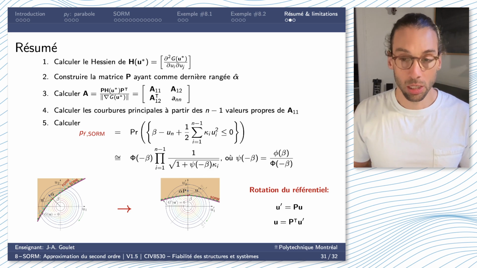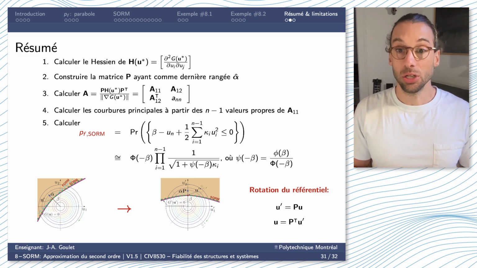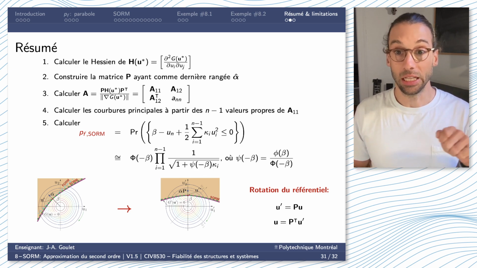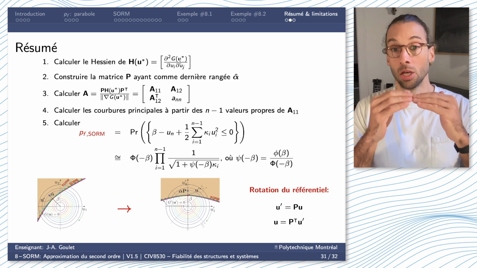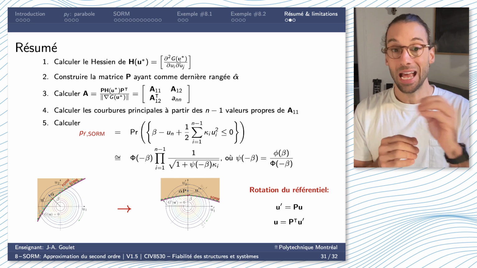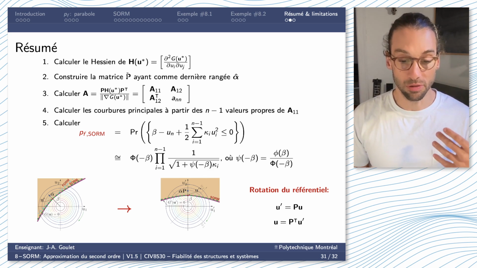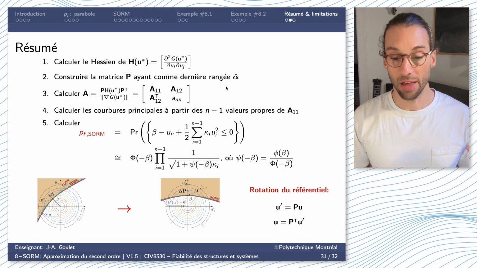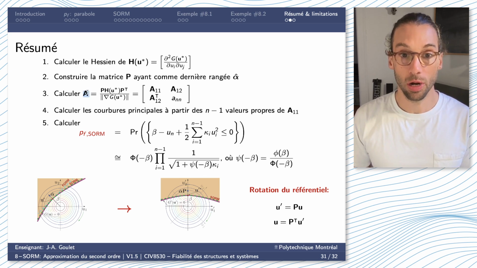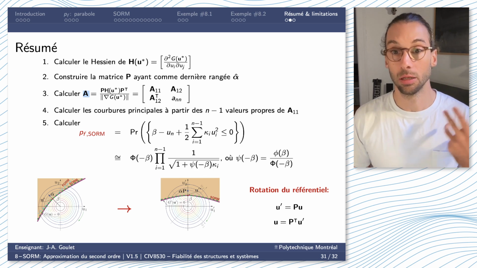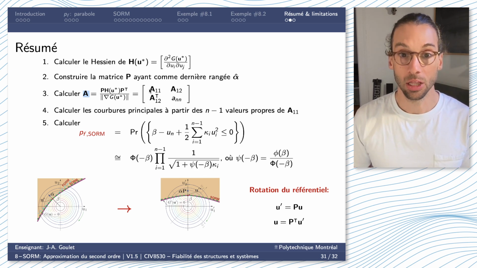So in summary, the SORM method works by computing the Hessian of our limit state function, and we can do it analytically if available, or with a numerical derivative, to compute the curvature of our limit state function at the design point. Once we have this, we need to find our rotation matrix, which is going to have as last row our alpha hat vector. We compute our A matrix, which is the rotated Hessian matrix, and we're going to take the terms which exclude the last row and last column, and then we're going to compute the eigenvalues of this A11 matrix, and these are going to be the curvatures.